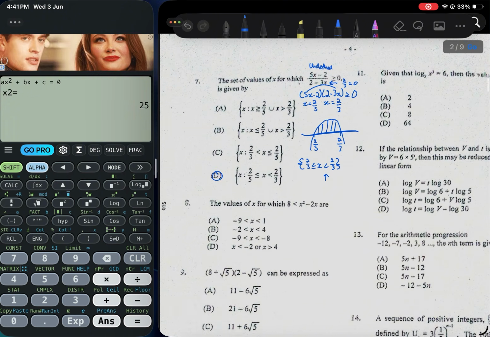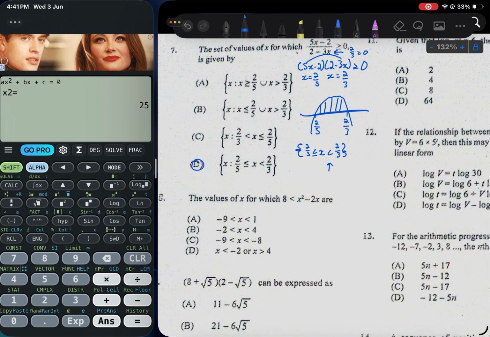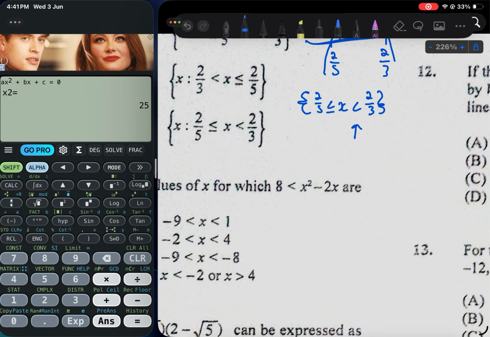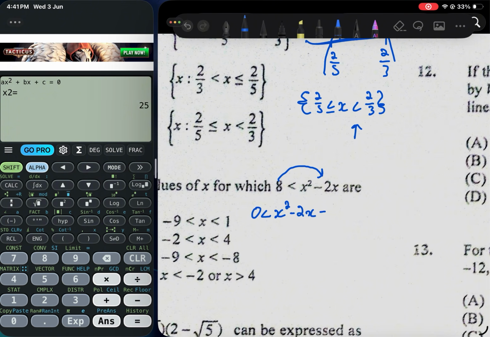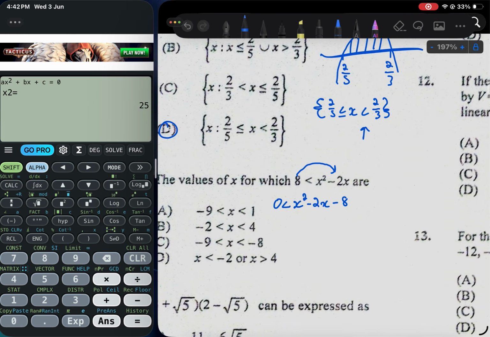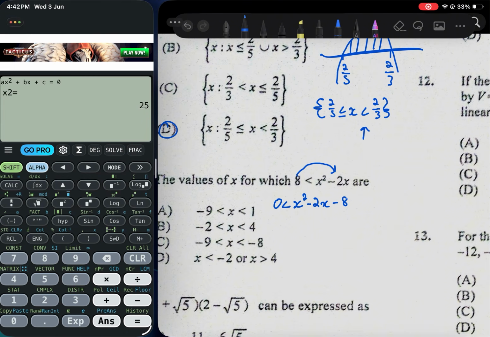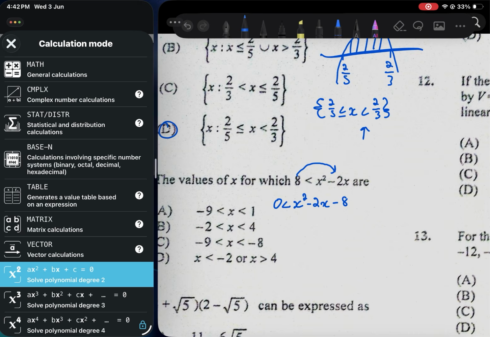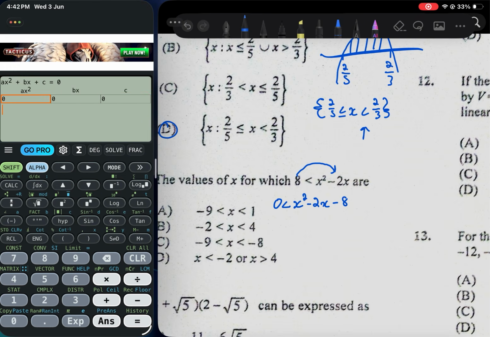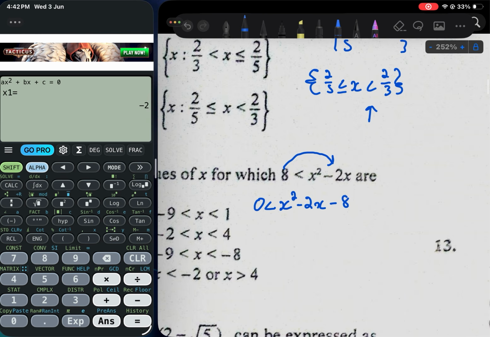The values of x for which 8 is less than x squared minus 2x are. Okay, we're going to bring over the 8 to the right hand side, and we're going to get 0 is less than x squared minus 2x minus 8. We're finding the roots of x, or the x values. You can go into mode and then solve polynomial to degree 2. Enter 1 for x squared, -2 for bx, -8 for c, and you'd find that your x values are x equal -2 or x equal 4.